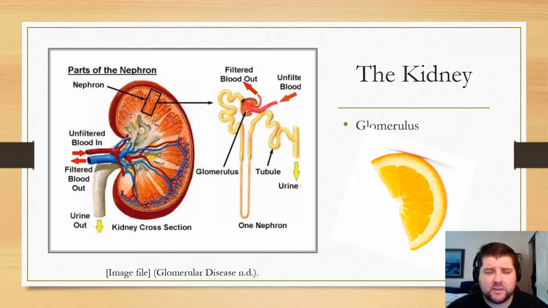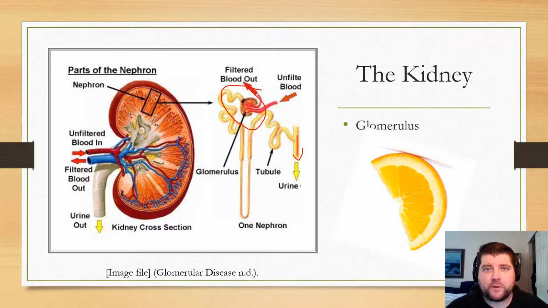And inside these nephrons is the glomerulus, which is where the blood comes in. And we can see it here. And that's where the blood comes in. And the urine comes out through the tubule here. And you can see the urine goes out that way.